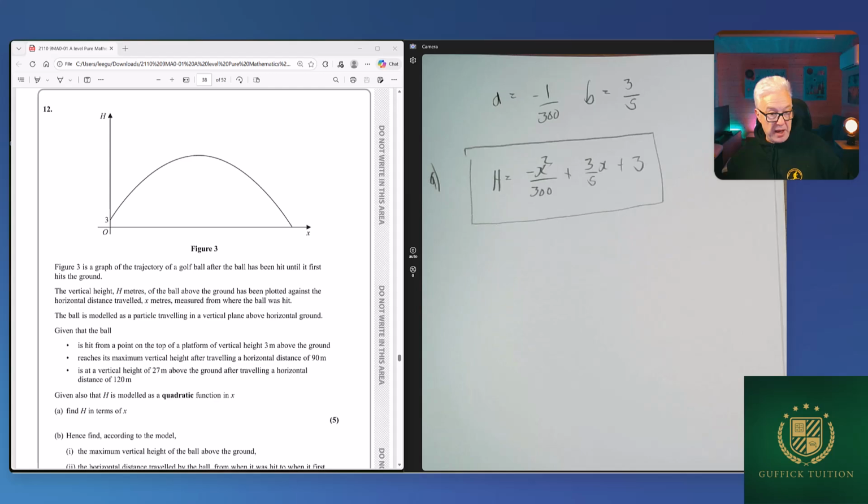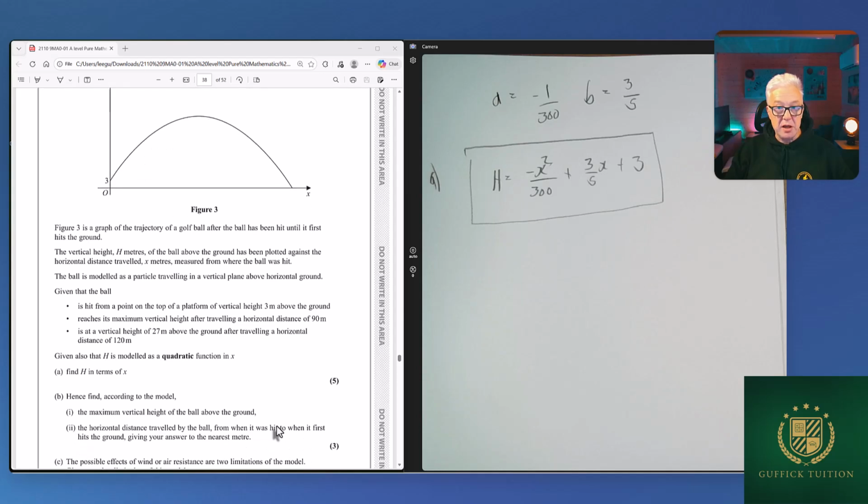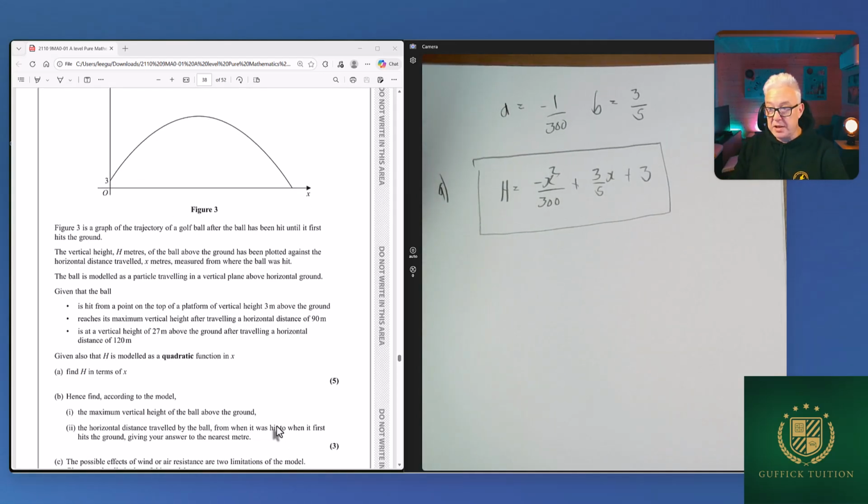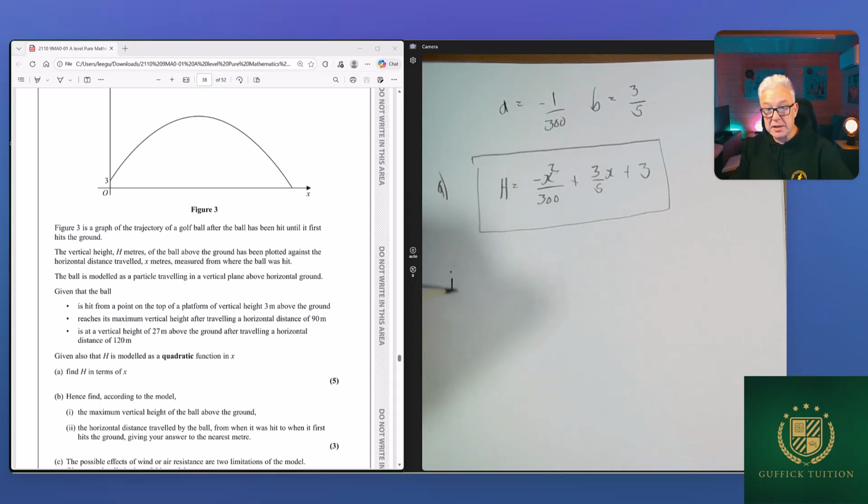Now, what's next? Hence, find, according to the model, the maximum vertical height of the ball above the ground. Now, just by symmetry, because the ball's travelled 120 meters, the maximum height is going to occur. Oh no, hang on, let's have a look. No. We're told that the maximum height occurs when it's equal to 90 meters. Remember, the question told us that it reaches a maximum vertical height when it's travelled a horizontal distance of 90 meters. Okay, so therefore the maximum height is going to occur when x is equal to 90 in this equation that we've just got.